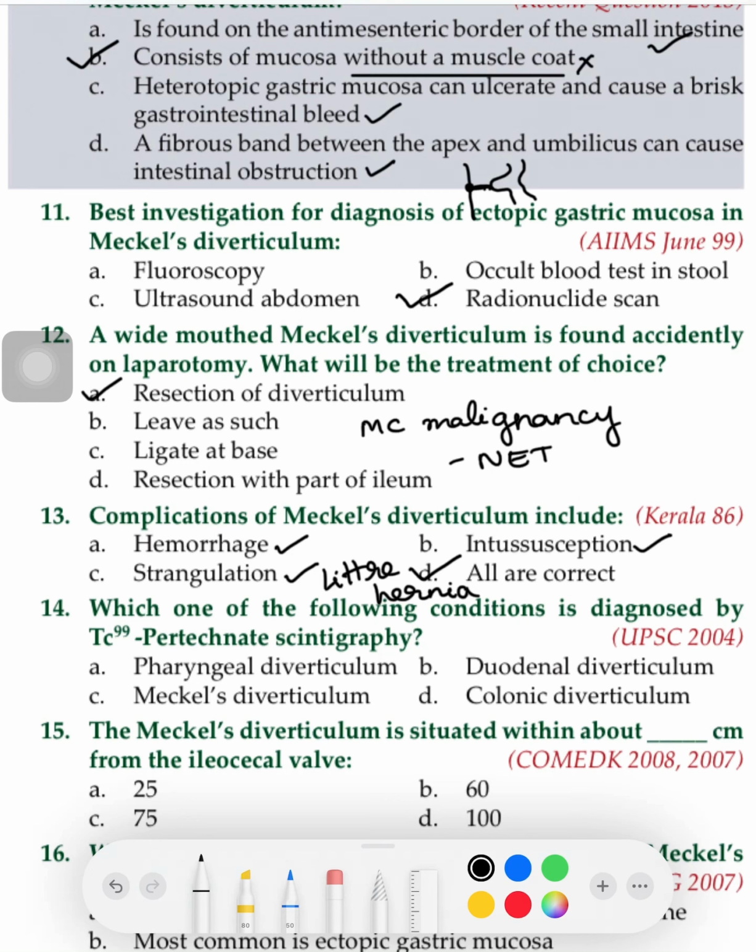Which one of the following conditions is diagnosed by technetium-99 pertechnetate scintigraphy? For pharyngeal diverticulum or Zenker's diverticulum, you use barium swallow. For duodenal diverticulum, oral contrast CT. Colonic diverticula are picked up at colonoscopy. So the only thing diagnosed by technetium pertechnetate scan is Meckel's diverticulum.